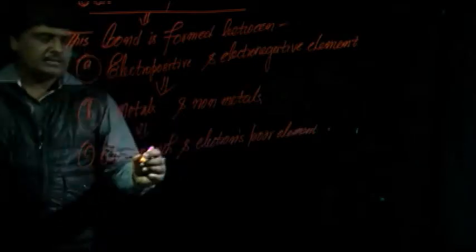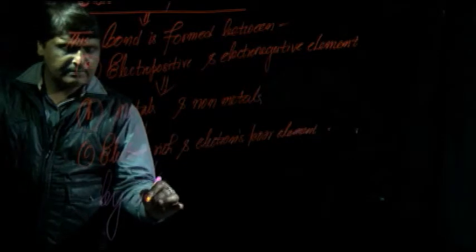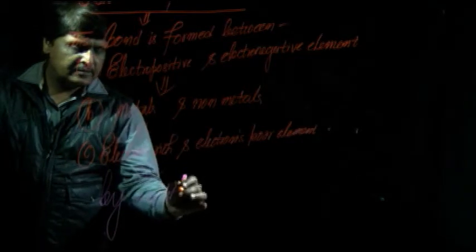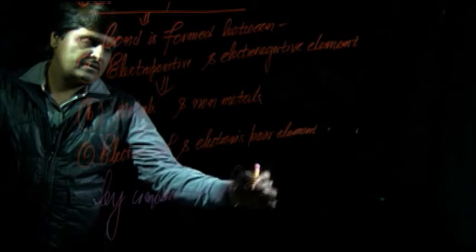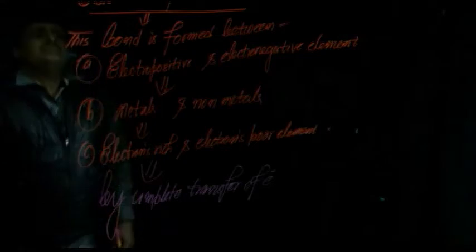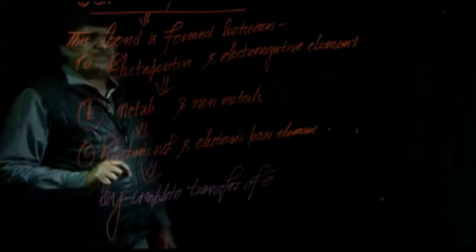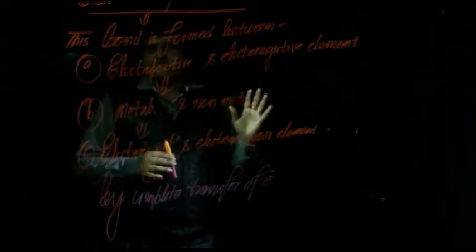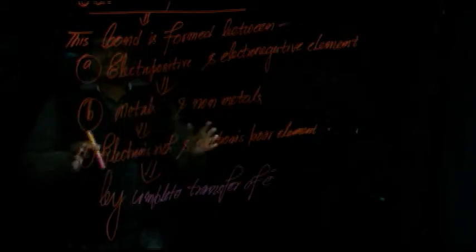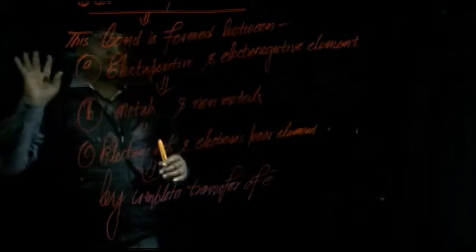But how is it formed? It is formed by complete transfer of electron. Remember, once the electron has completely transferred, it becomes the sole property of the element to which the electron has transferred. Means, once the electron is transferred completely, the element which has transferred the electron has no right on that particular electron.